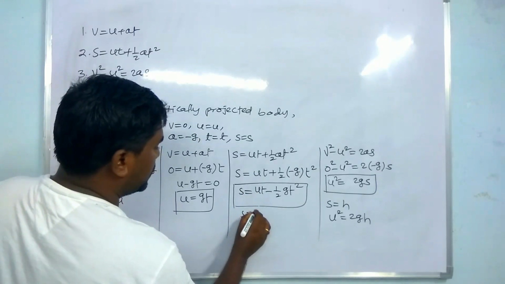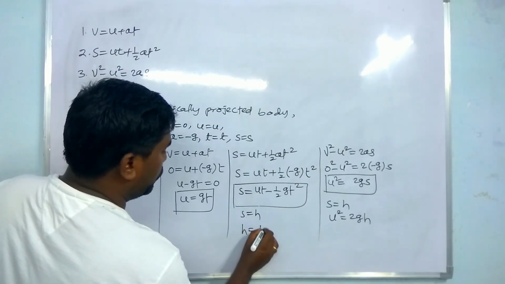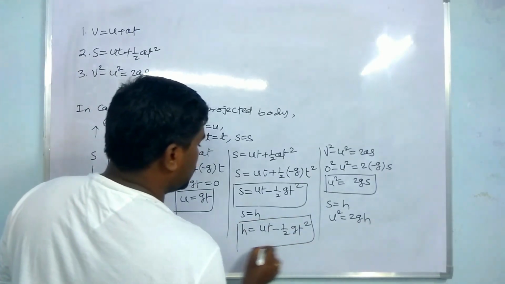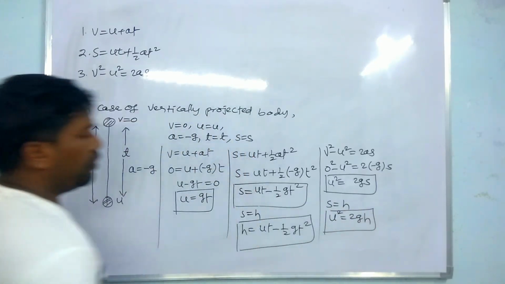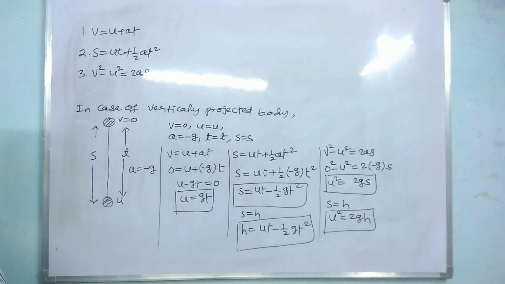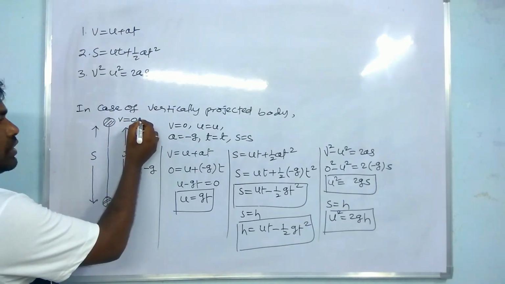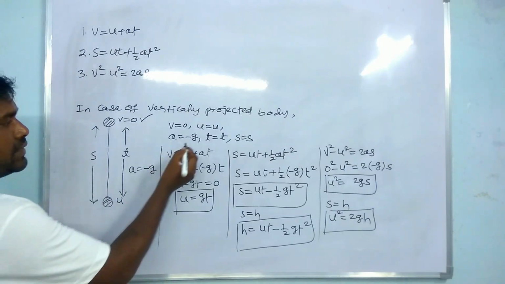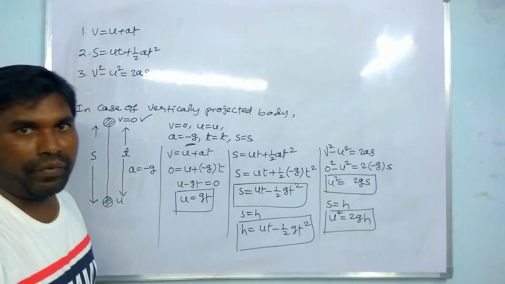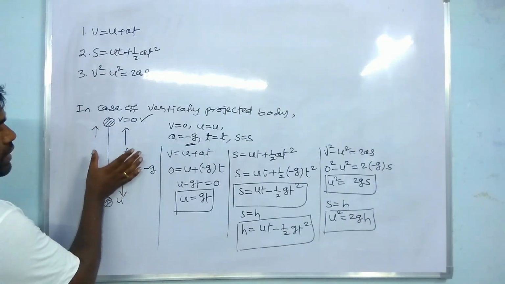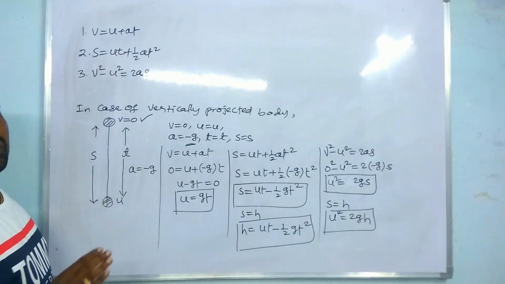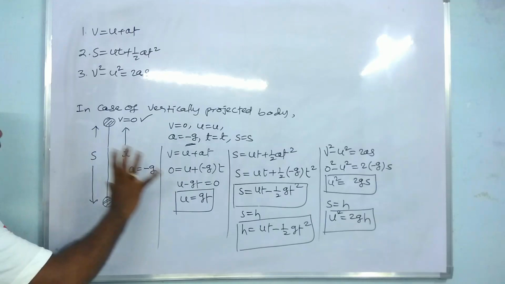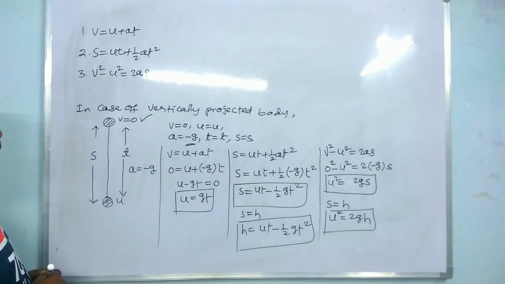If s is equal to h, then h is equal to ut minus 1 by 2 gt square. So these are the laws of equation of motion in case of vertically projected body. You should remember, in case of vertically projected body, the final velocity of the object should be equal to 0. The acceleration due to gravity is equal to negative sign. Why? Because the velocity of the object decreases while going upwards from the ground point. So these are the laws of equation of motion in case of vertically projected body.